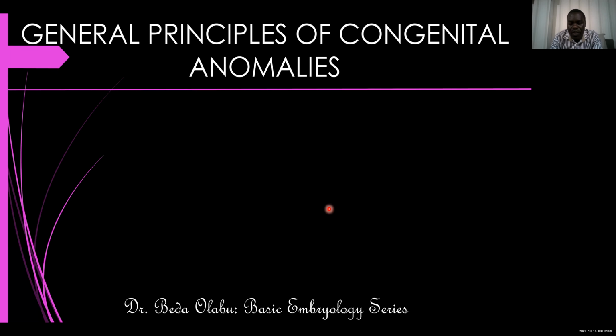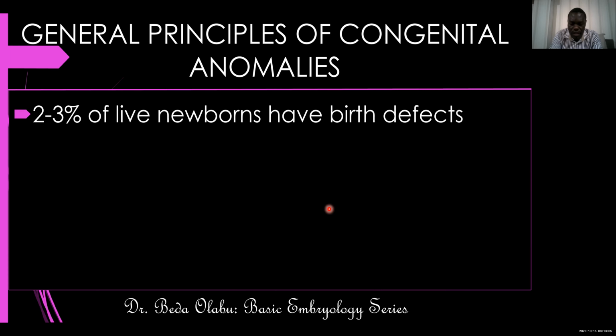So starting with some general principles regarding teratology, it is important for you to know that about 2 to 3% of live births actually have some form of congenital anomaly. Now that sounds very scary because it means that out of 100 children, about 2 to 3 have a congenital anomaly. To me, that's a high figure, actually. Very high for that matter, and can be very scary.